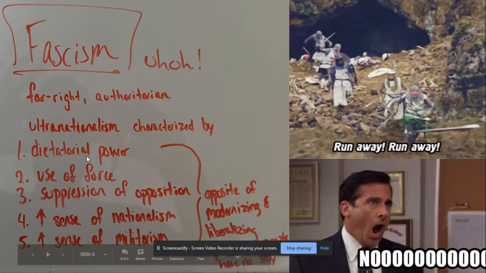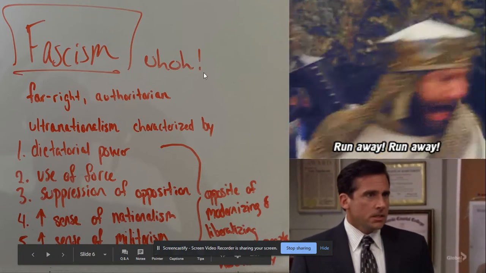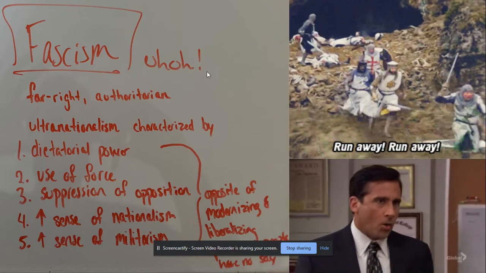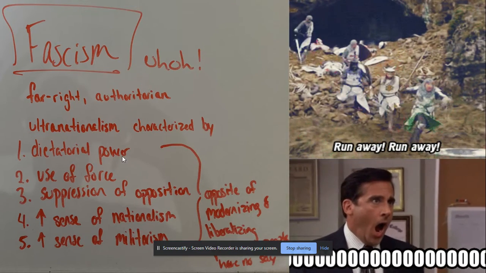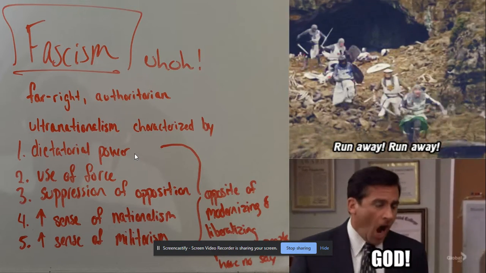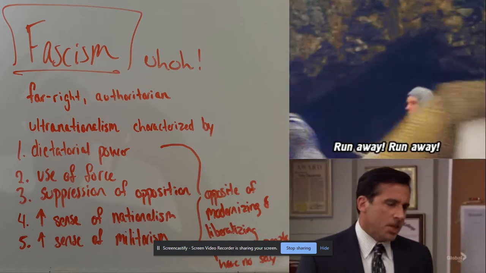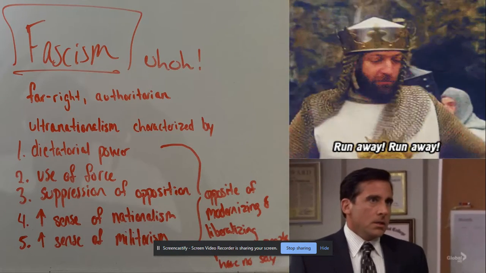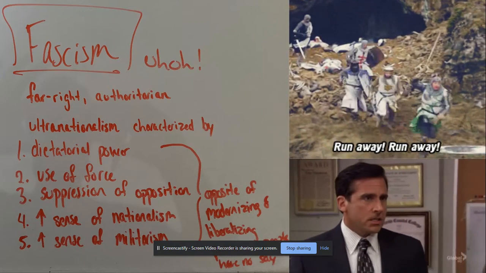Now, we do need to understand what fascism is. And this might be a new word. However, you are supposed to define it right now. And it is a far right, authoritarian, ultra nationalism characterized by the following: having dictatorial power, so a dictator, right? Somebody that proclaims himself in an executive form. Maybe they step up as a president or a prime minister at first, but eventually they start calling themselves a chancellor or a kaiser or a supreme leader, right?